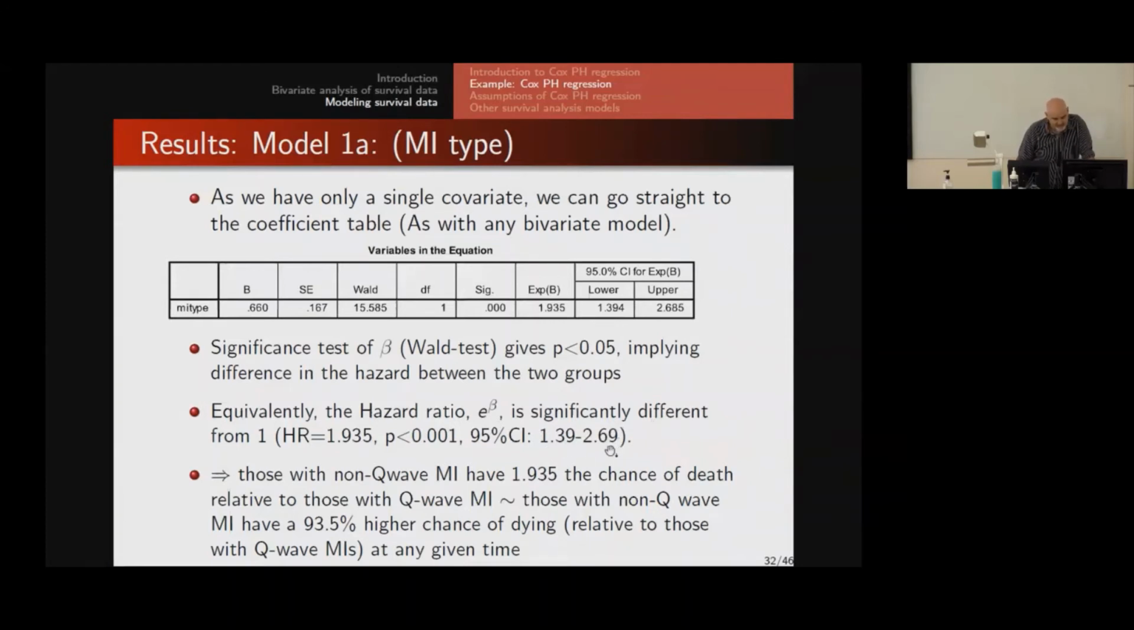not even close, okay? So how would I interpret this hazard ratio? Those with non-Q wave MI have almost 2 times the chance of dying relative to those with a Q wave MI. Or, equivalently, we could say non-Q wave MI have a 93.5% higher chance of dying relative to those with Q wave. Now, that second form I find much more useful if a hazard ratio is less than 1. If it's greater than 1, I prefer this way of saying it.